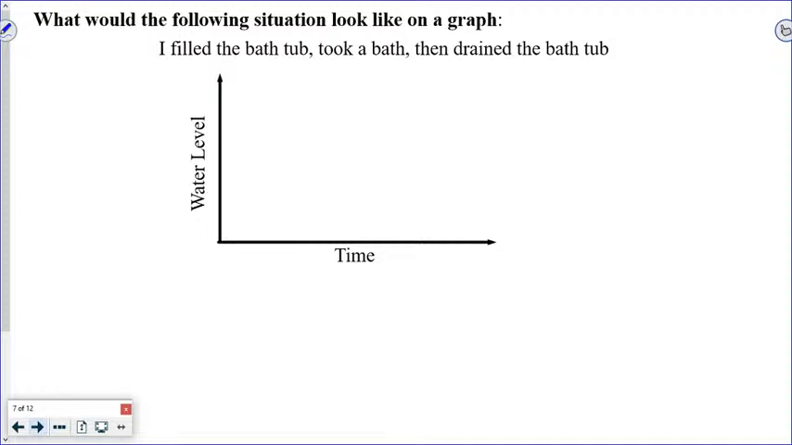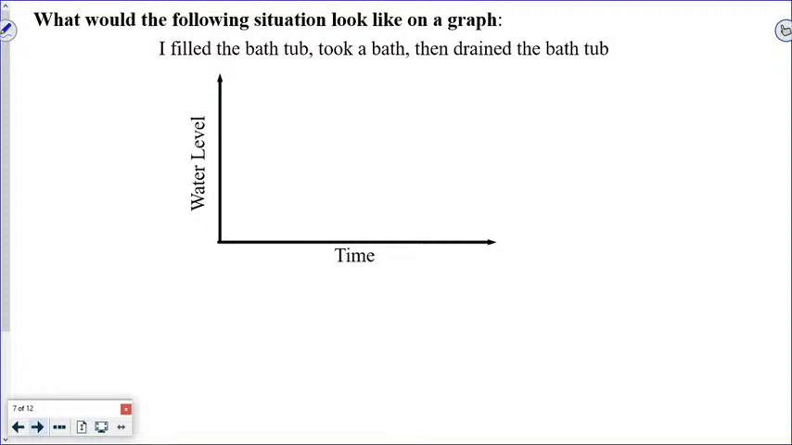So as I'm drawing a graph to represent this situation, as I'm filling the tub, like when you turn on the faucet, it's not an instant thing, right? It doesn't all of a sudden become a full bath. It takes a little bit of time. And if you've got a really big tub, it takes a long time to fill up. Yes? So a little bit of time is going to elapse as I'm filling the tub, right?